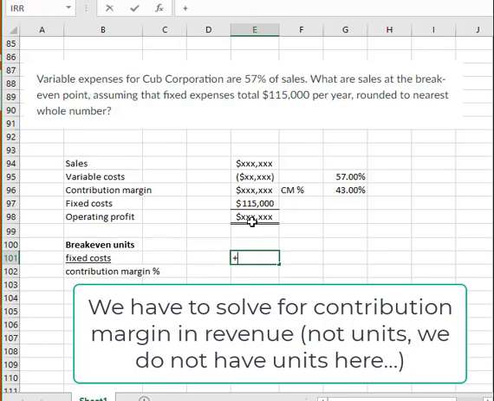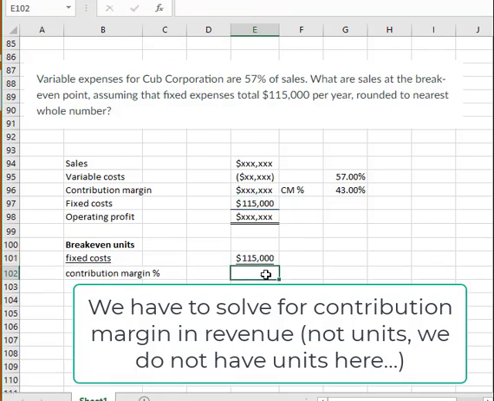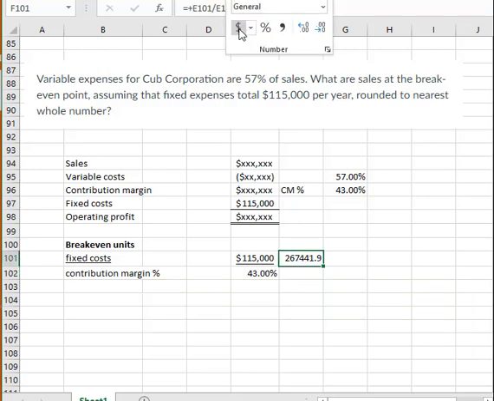So our fixed costs are the 115, and we would divide that by the contribution margin percent, which we solved for, and that would give us our break-even in dollars.